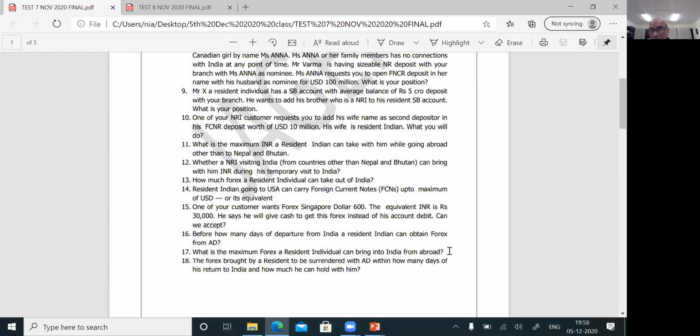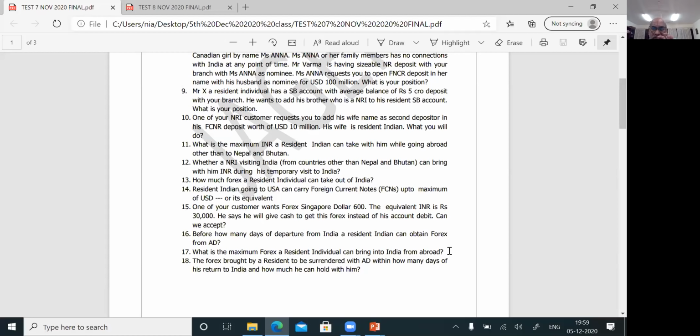We can bring an unlimited amount of forex when we return from abroad. Again I repeat, a resident individual, and even a non-resident individual, when he comes from abroad, can bring an unlimited amount of forex. For question number 17, the answer is unlimited amount. So forex brought into India from abroad, in any form you want, you can bring an unlimited amount.